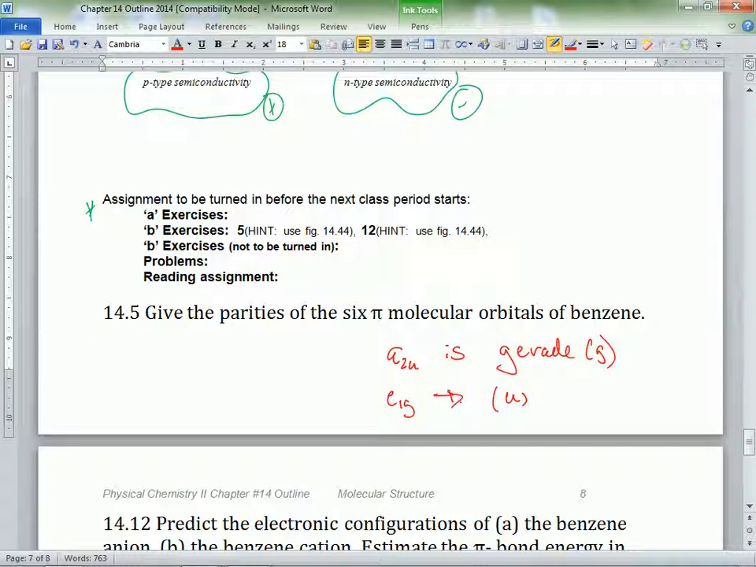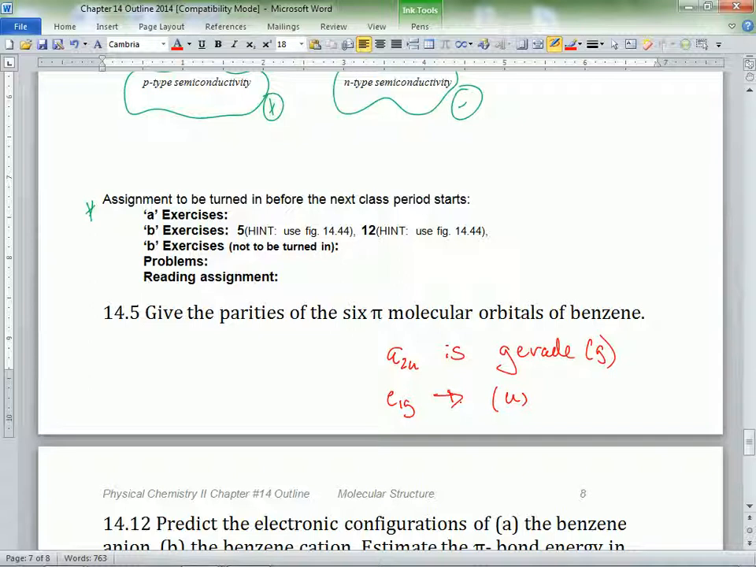How about E2u? Reflect through the center. Does it have to be a horizontal mirror? It has to reflect through the center of inversion. That's the whole idea of center of inversion. And ungerade? Are they changing sign? They're not changing sign. You always go dark to dark or light to light, don't you? Wait, I thought the last one we went from dark to light. Yeah, and this one's going from light to dark on the left and dark to light. No. Reflect through the center.